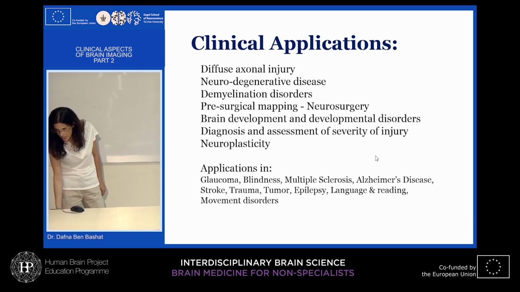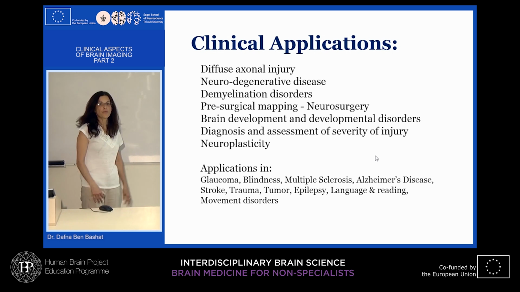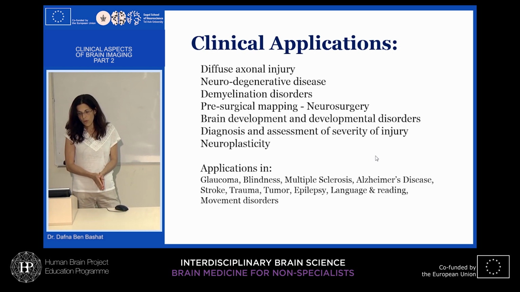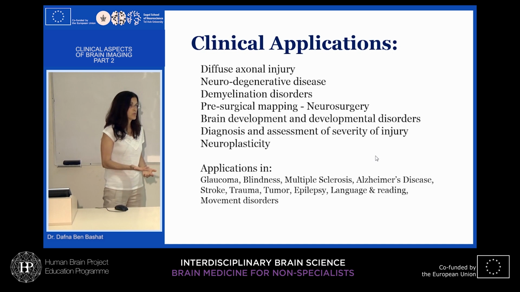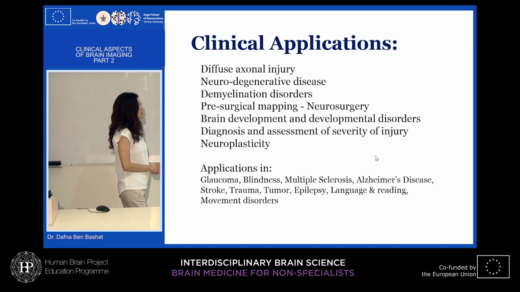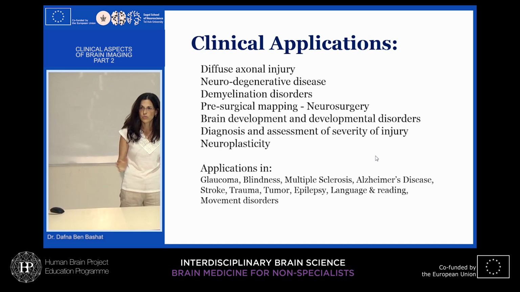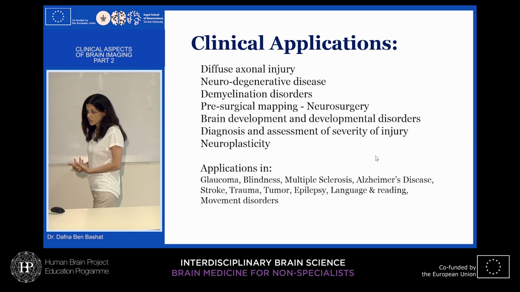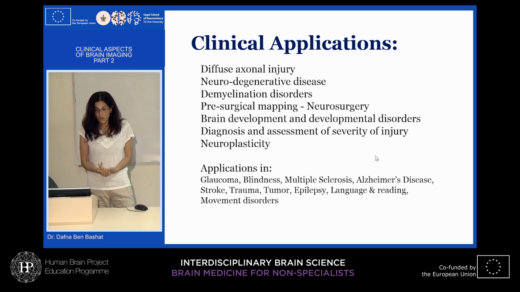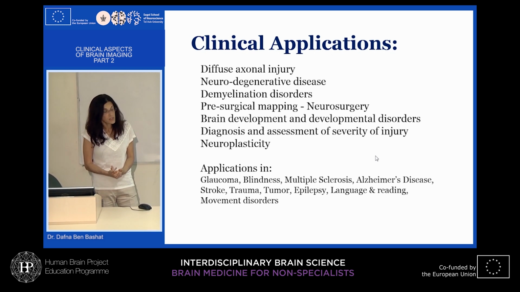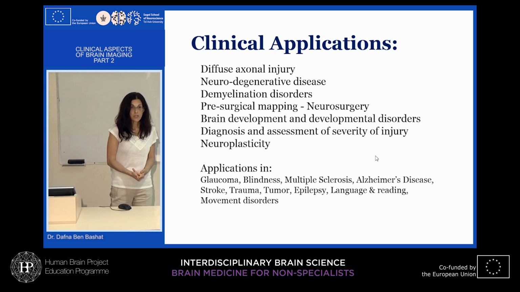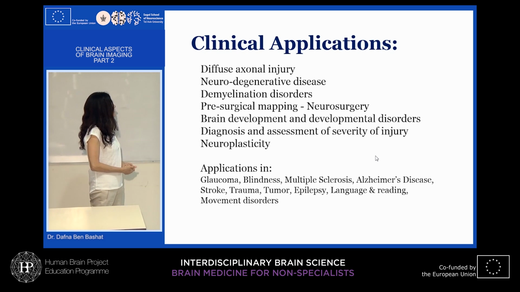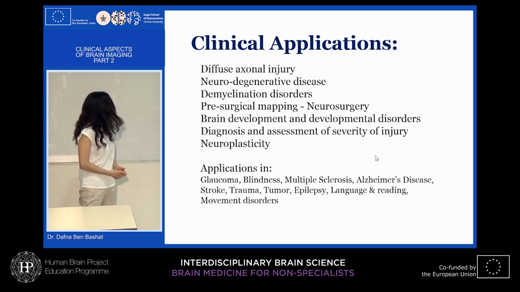Okay? So what are the clinical applications of all these diffusion-based methods, and I put this as a package. When we have diffuse axonal injury, we want to know this, and there are a lot of studies in the US on those who play football, with so much axonal injury. We want to know about neurodegenerative disease and demyelinating disorders. So you heard about MS. I'll show you some examples for pre-surgical mapping, for neurosurgery.